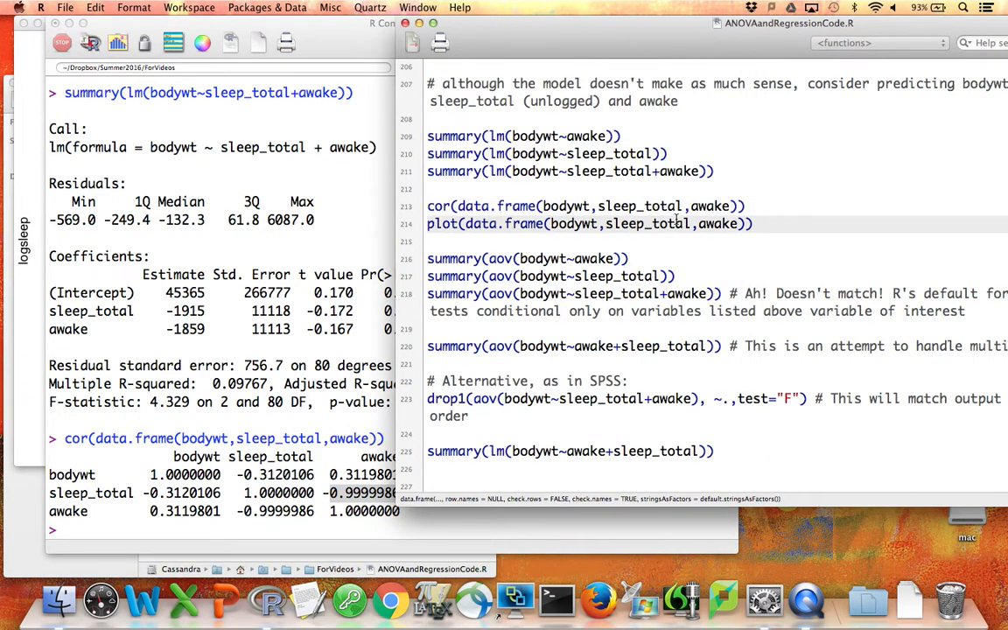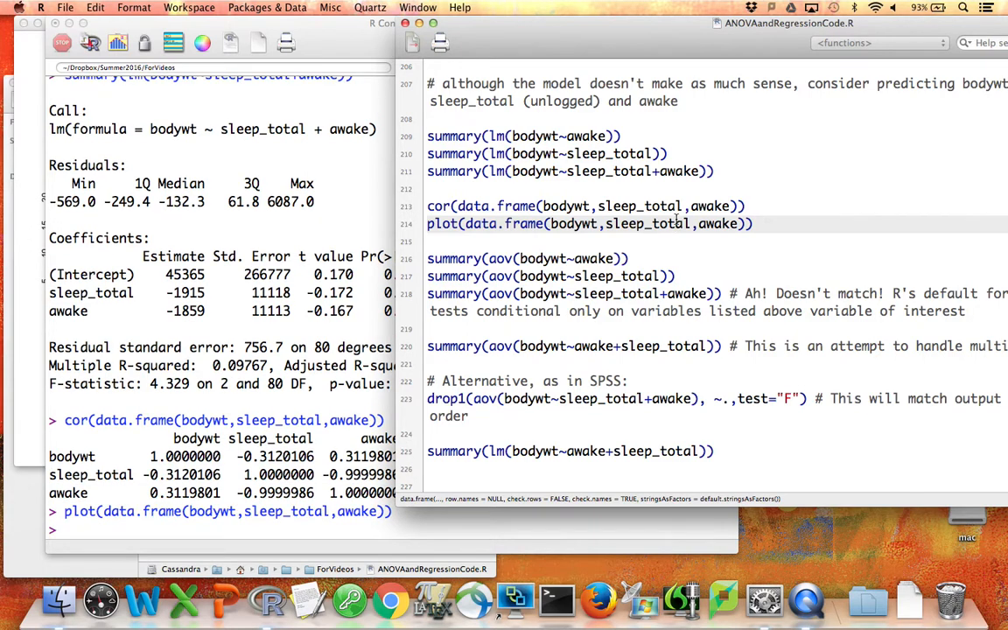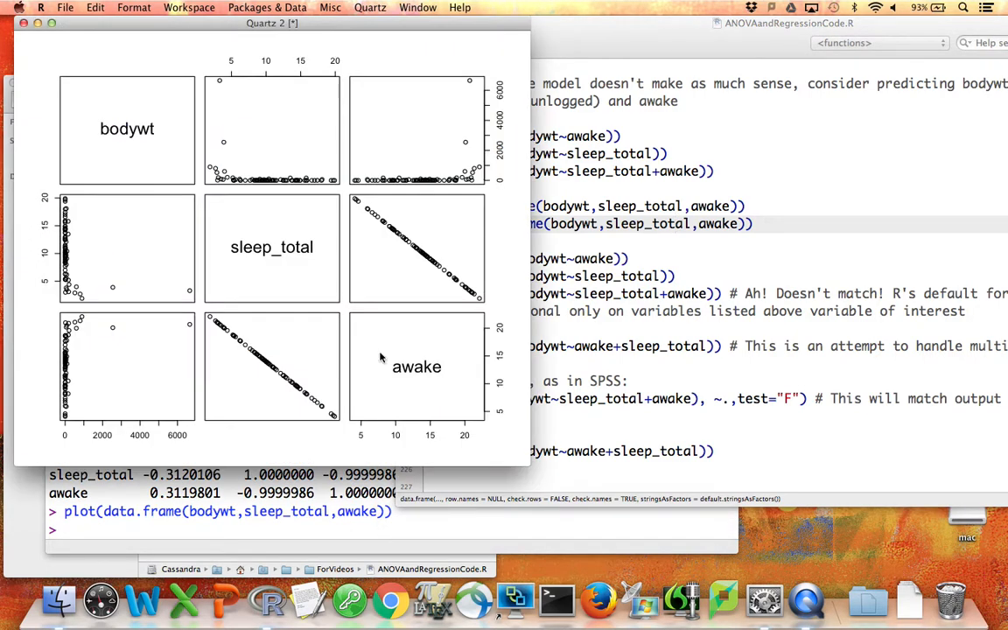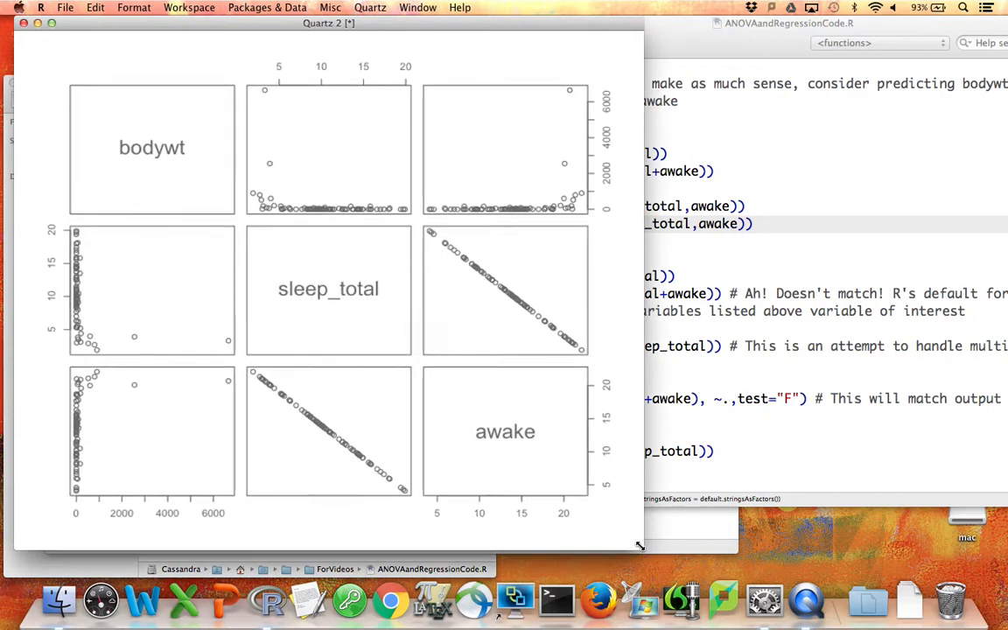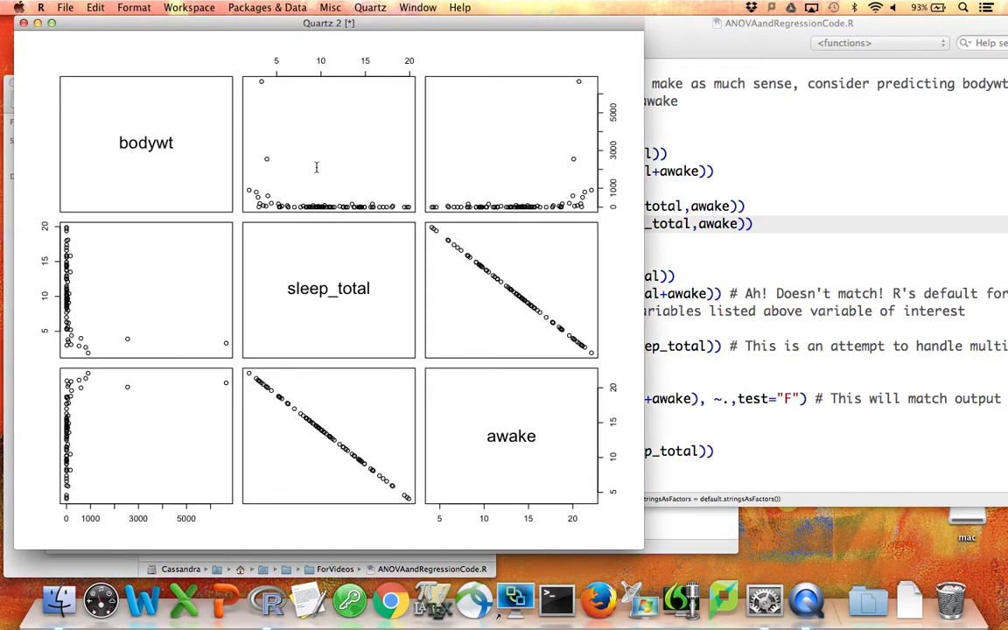I can see this by plotting as well. It's a nice way to plot multiple variables at the same time. So this is a plot of each of the variables against the others. For example, this is a plot where the x-axis is sleep total and the y-axis is body weight. This is a plot where the x-axis is awake and the y-axis is body weight. And one thing to note here is that when the x-axis is awake and the y-axis is sleep total, they're perfectly correlated in this particular data set, and that's why I chose these variables to show you.